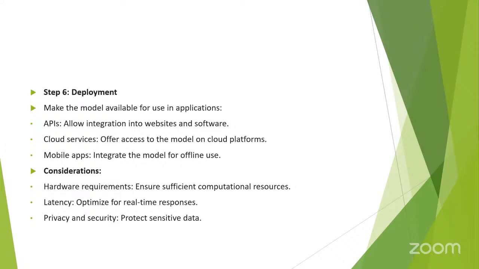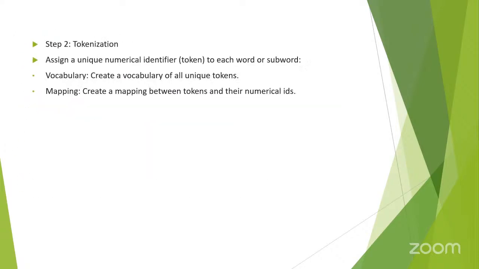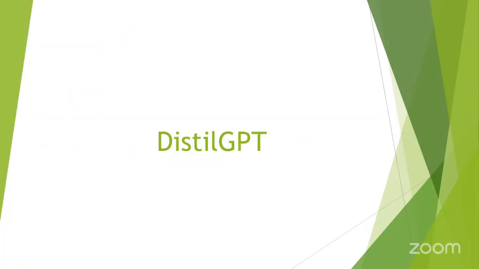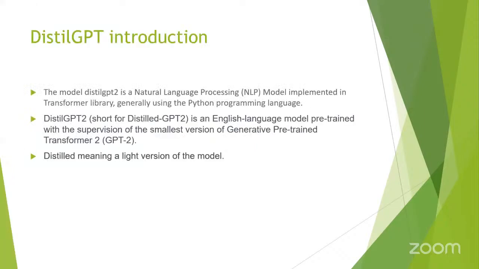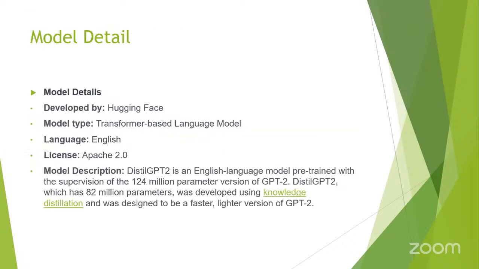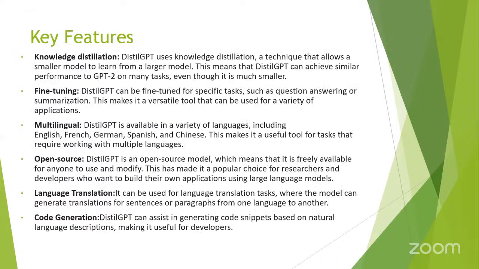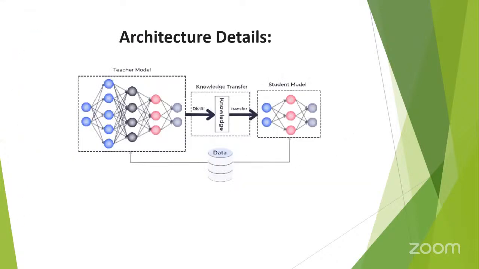So this is all, guys. We have understood what DistilGPT is and how it is used. It is a smaller version of the GPT model, where we compress the model so that we can use it as a lighter version. It is an open source model trained with fewer parameters, using knowledge distillation, a teacher-student architecture. These are the key features we have understood.